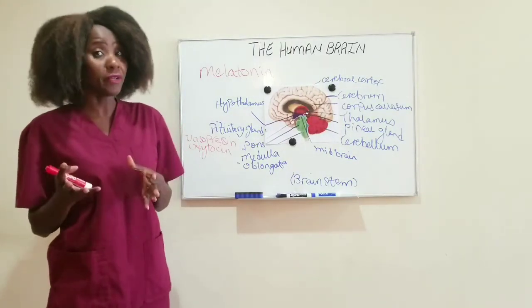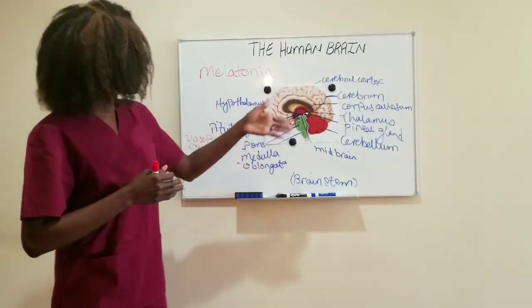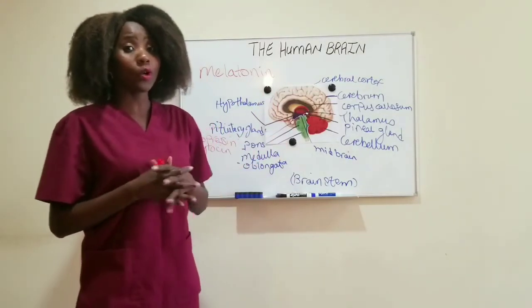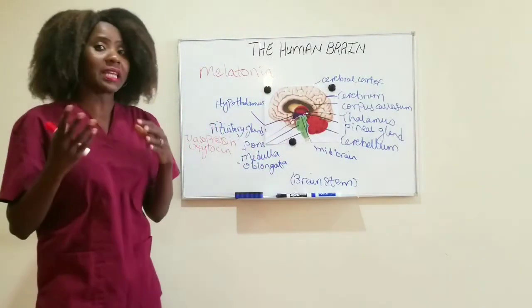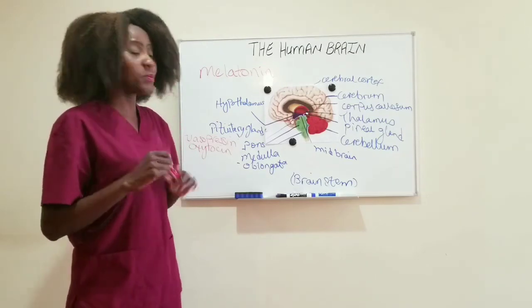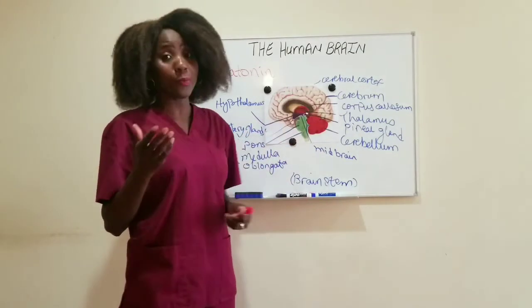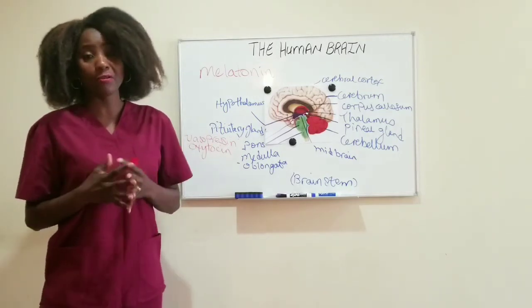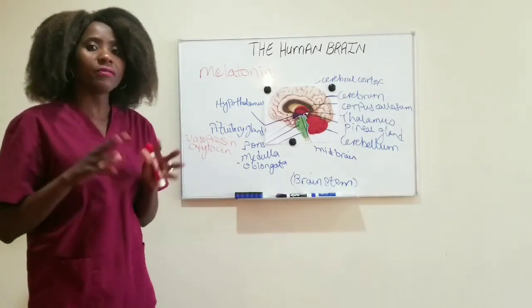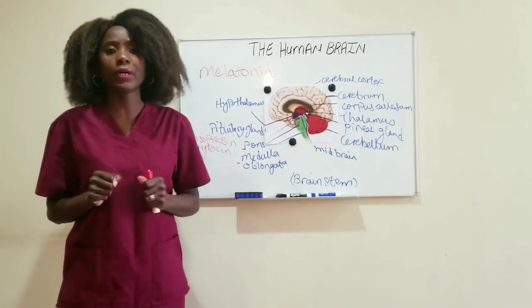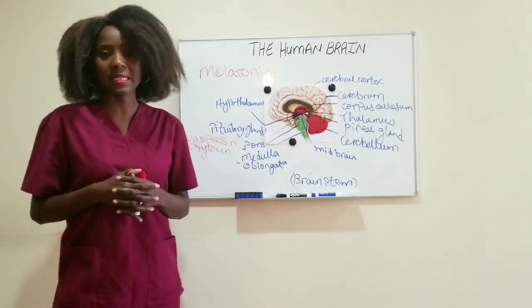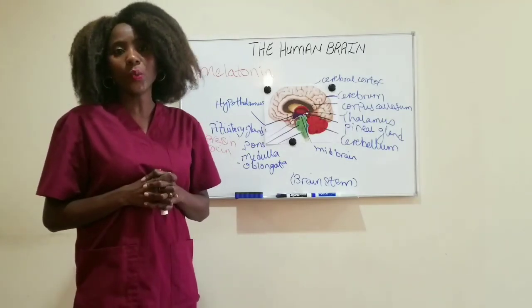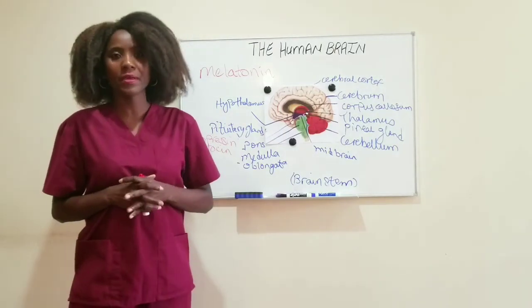We have briefly discussed the functions of the major portions of the brain, and in our next video we will focus specifically on the cerebrum, because like I said, the cerebrum is the largest area of the brain that contains 4 lobes, which each have specific responsibilities. So in the next video we will go over those in depth.